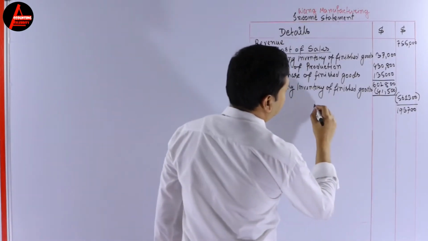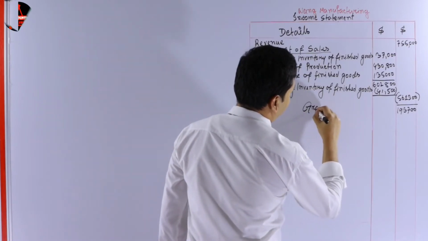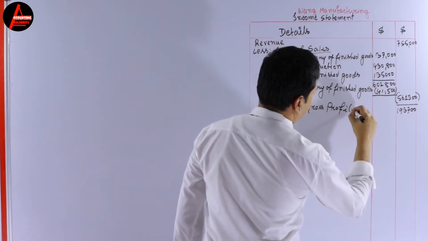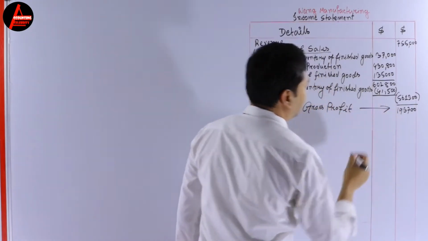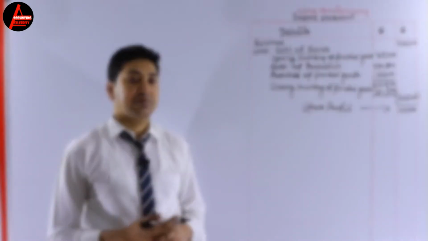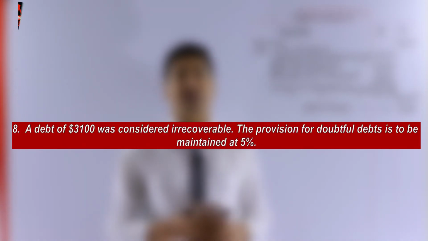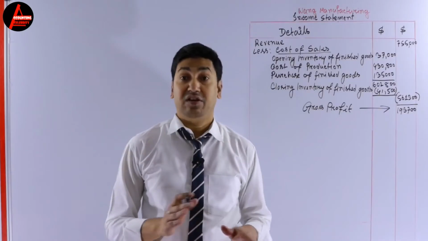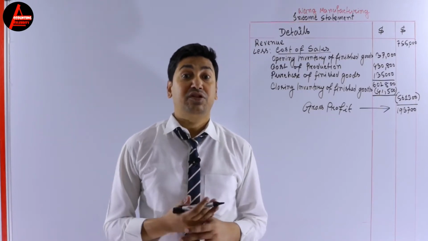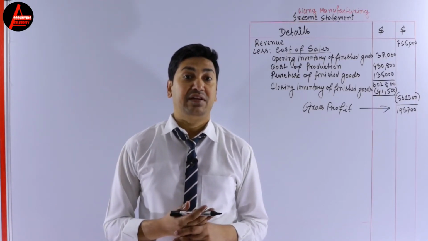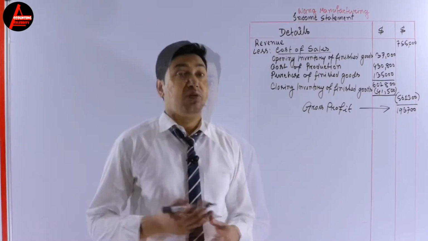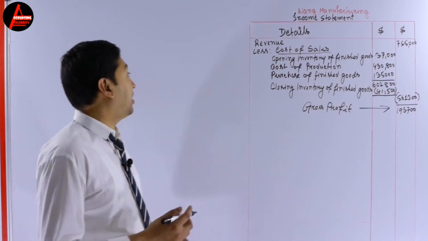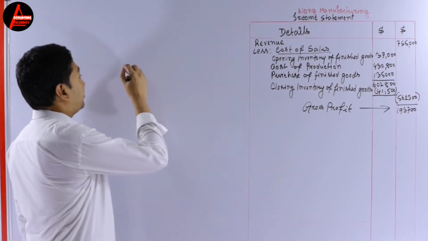So right here, gross profit. Okay, look at the adjustment number 8. What is written? A debt of $3,100 was irrecoverable, okay? So you will not get it back. The provision for doubtful debt is to be maintained at 5%. So now we need to calculate this value on trade receivable, yeah? So look at the trade receivable. What is written in the question?